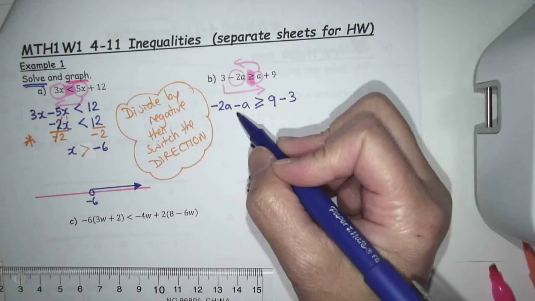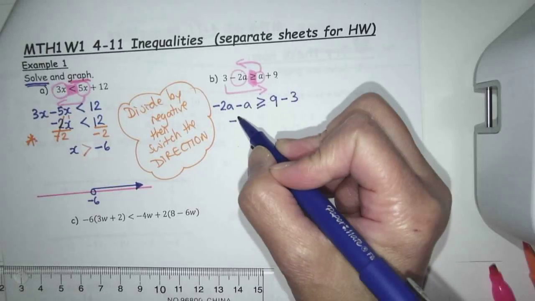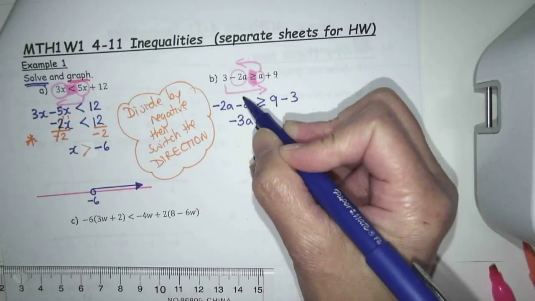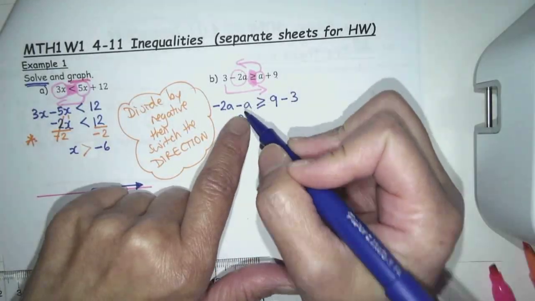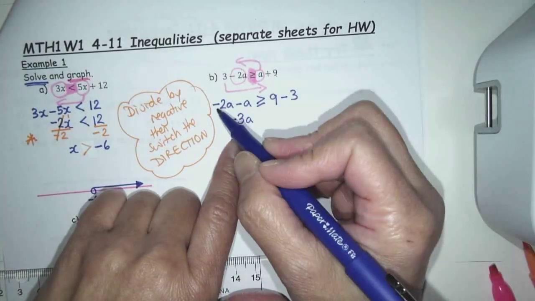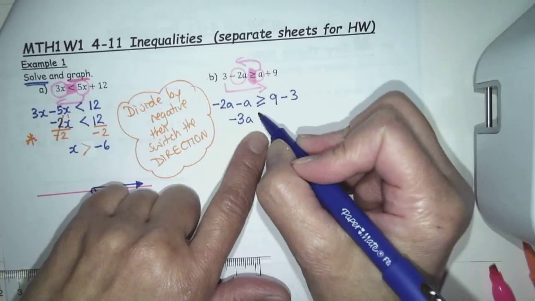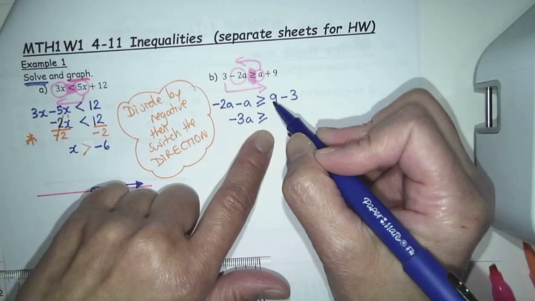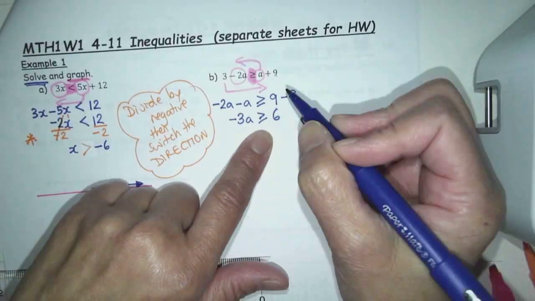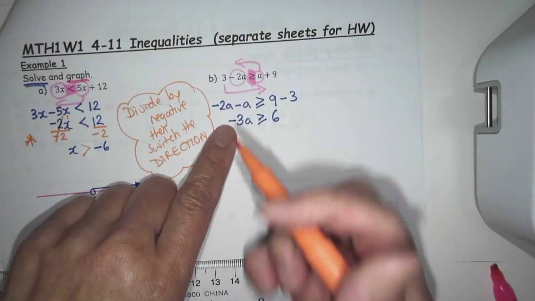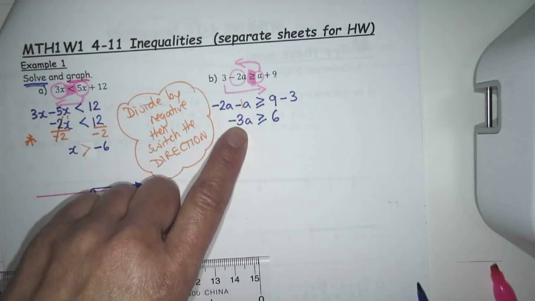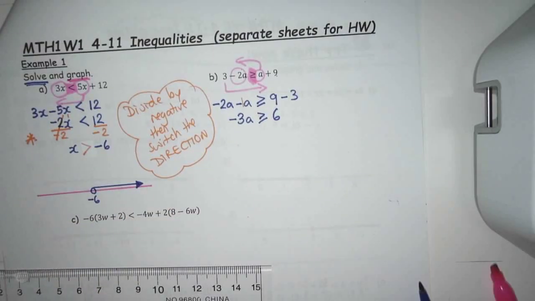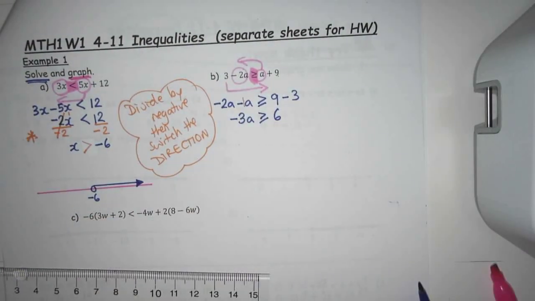So you're going to get negative 2a minus a, which is negative 3a. Remember, there's an invisible 1 here. Negative 2 minus 1. Don't put it there, but you should imagine it. Negative 2 minus 1 is negative 3, greater than or equal to 9 minus 3 is 6. Okay, so imagine there's a 1 here. You don't have to write it, but there's a 1 there. So negative 2 minus 1 is negative 3. 9 minus 3 is 6. Again, don't show that one there.